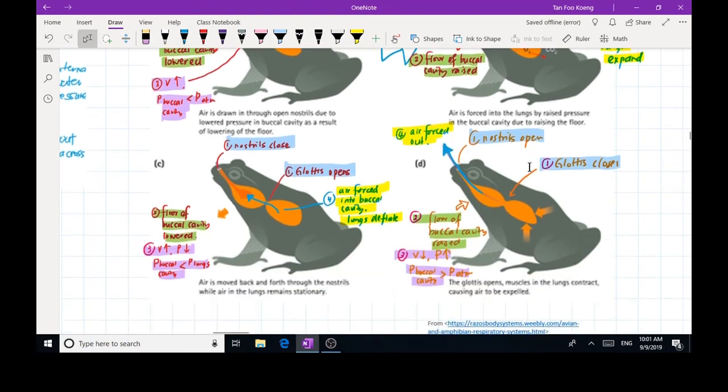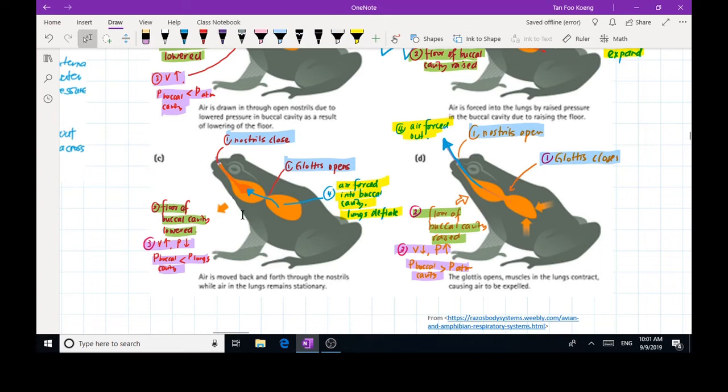Alright, now how to breathe out? The floor of the buccal cavity has to be lowered. So this time nostrils still closed, glottis opens. The lowering of the floor of the buccal cavity causes the volume here to increase, pressure here to decrease. As a result, air is forced out into the buccal cavity.